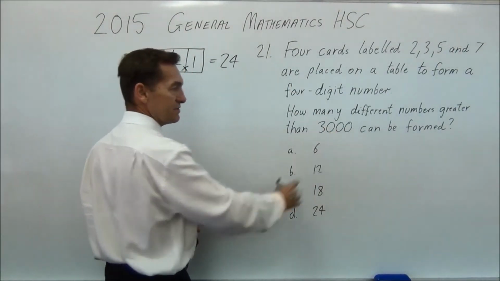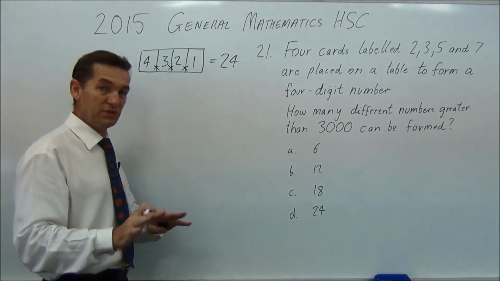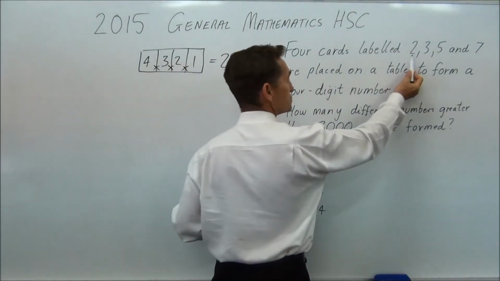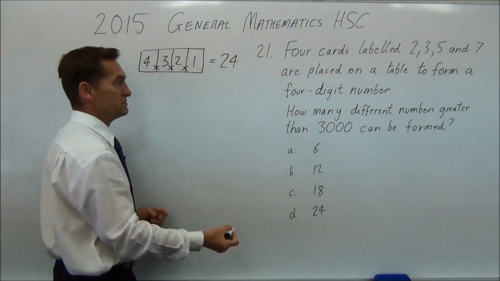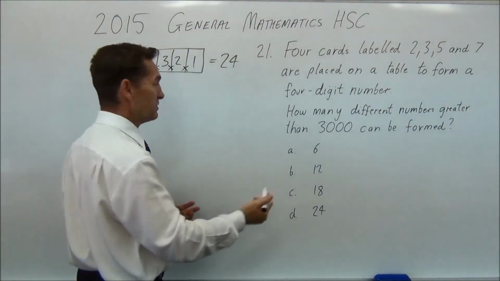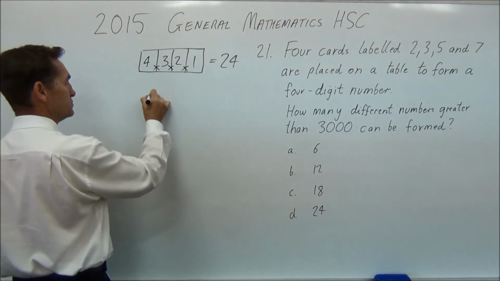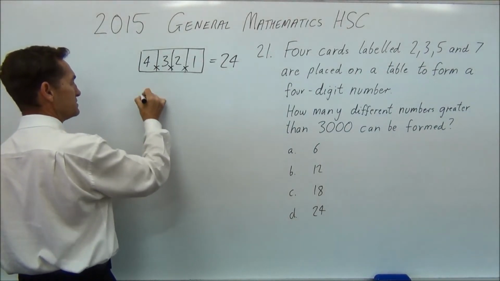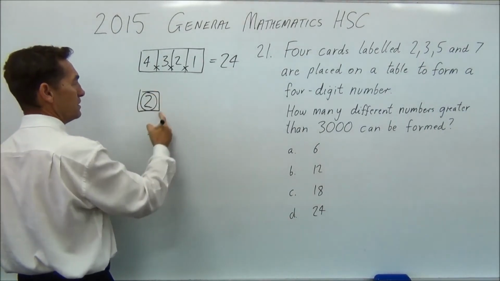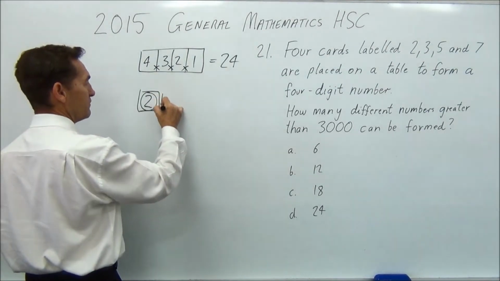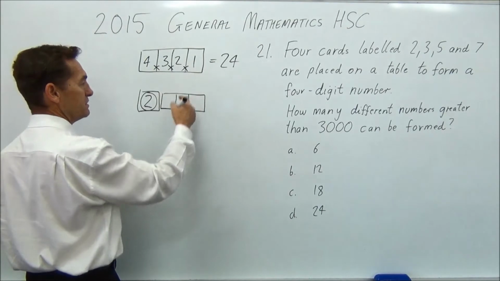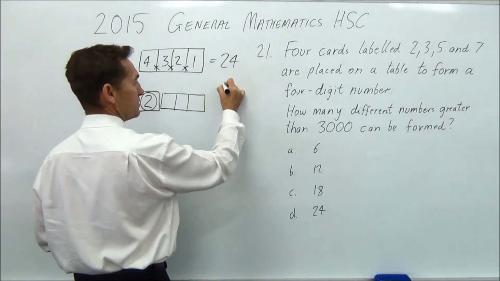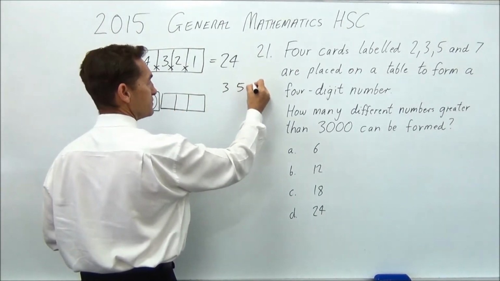We want numbers greater than 3,000. So the only number we don't want at the front is 2, because as soon as you put a 3 at the front, it's greater than 3,000. So how many choices have we got if we put 2 at the front? So if I put a 2 there, how many choices have I got for the rest of the numbers? Well, pretty obviously, I've got the other numbers, which are 3, 5 and 7.